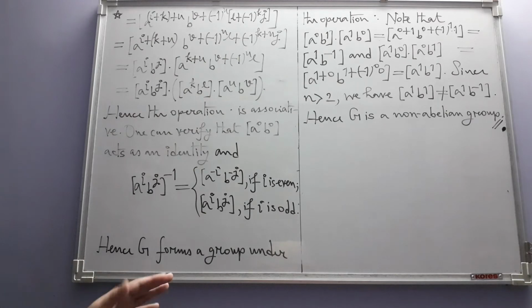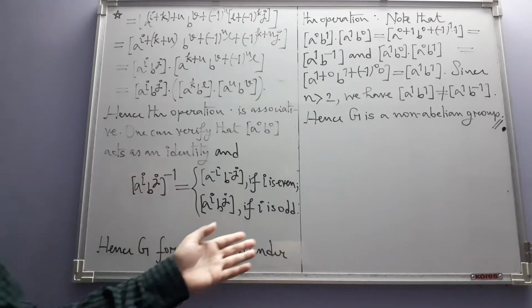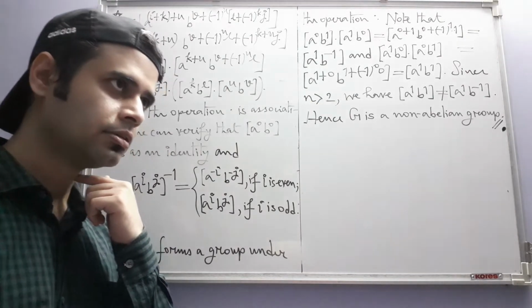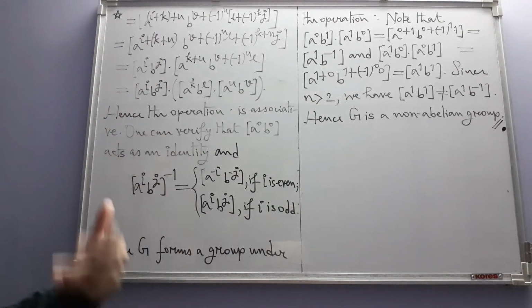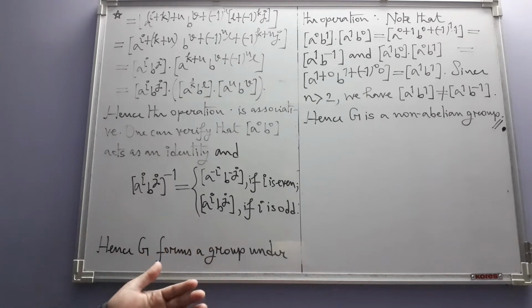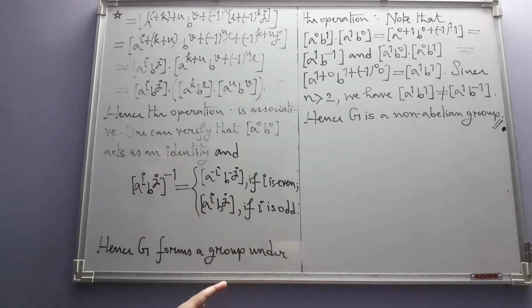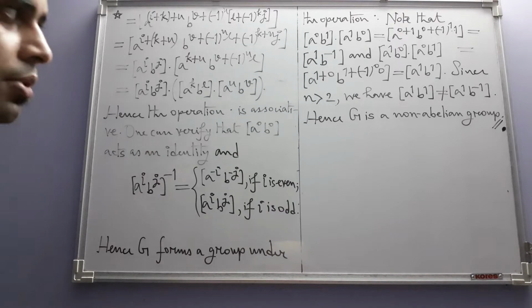So we have constructed a non-abelian group with an extremely strange looking binary operation. Later, in some other videos where we will study higher group theory, we will come to know that this is actually a semi-direct product of two groups. We will see those things.